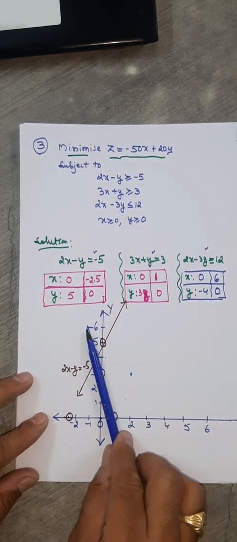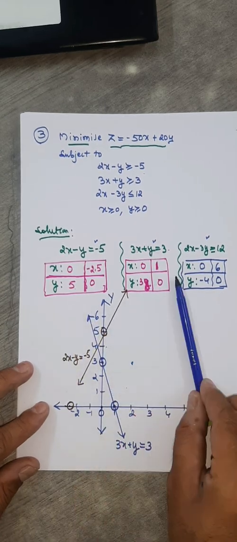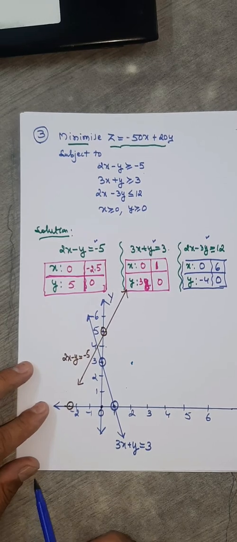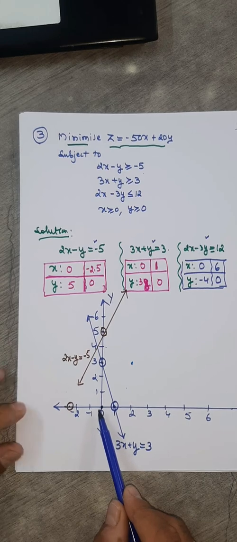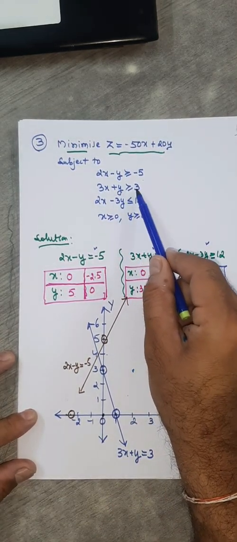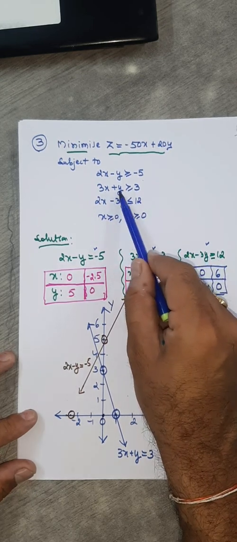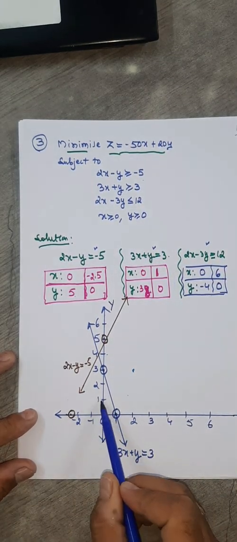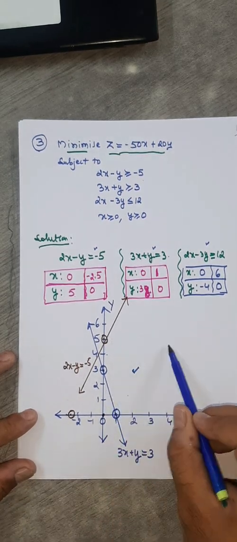Okay. What about the second line? Whether it is this region or this region. So I'll check for 0, 0. Let me check for this, for example. 0, 0. 0 plus 0 greater than or equal to 3. Is this true? No. 0 plus 0 greater than or equal to 3 is not possible. That means this side region is not the required region.